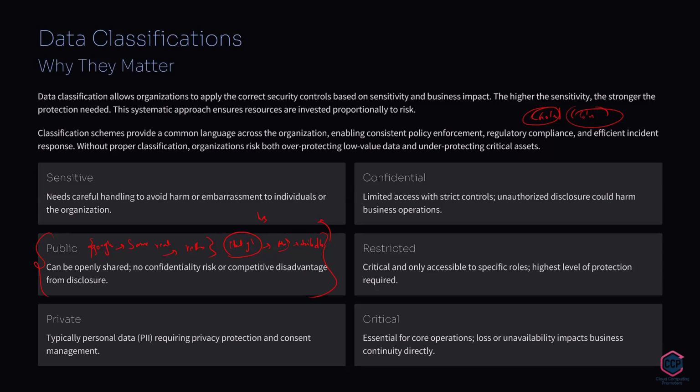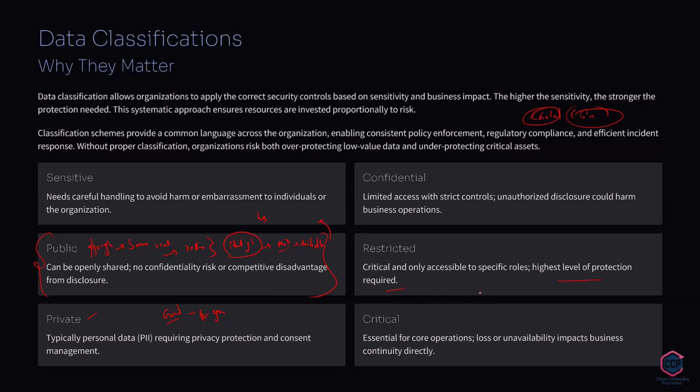Restricted data is critical and only accessible to specified roles, or needs a higher level of protection. Private data is typically personal data that requires privacy. Your Gmail or Outlook should be accessible to you only, right? No other person should read the emails in your account. So that comes under private. It could also be your payroll which is given to you by HR.